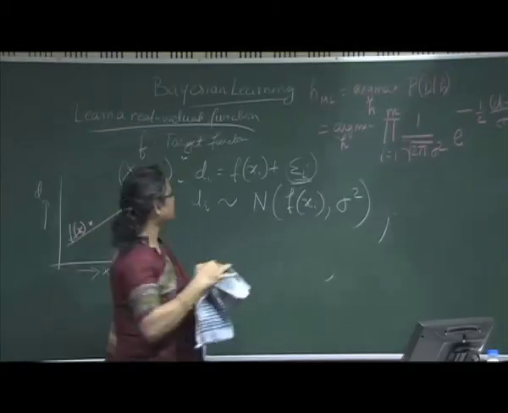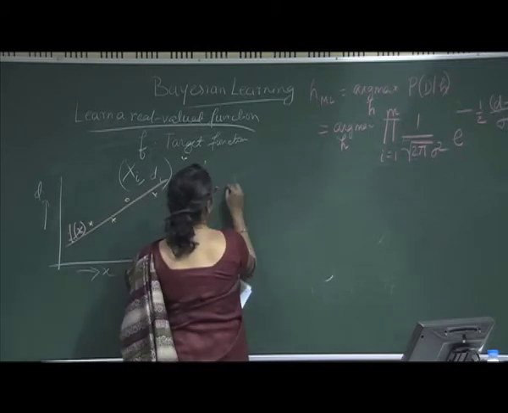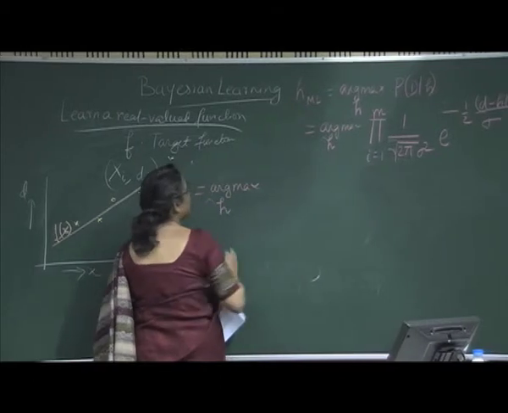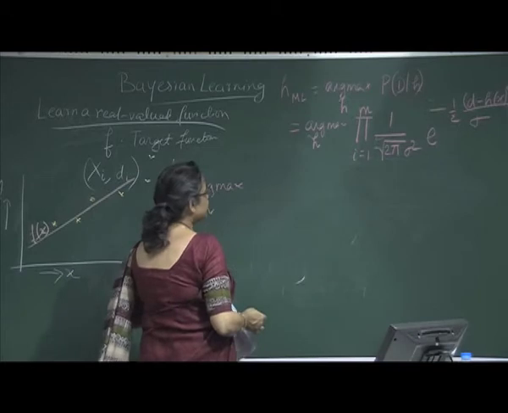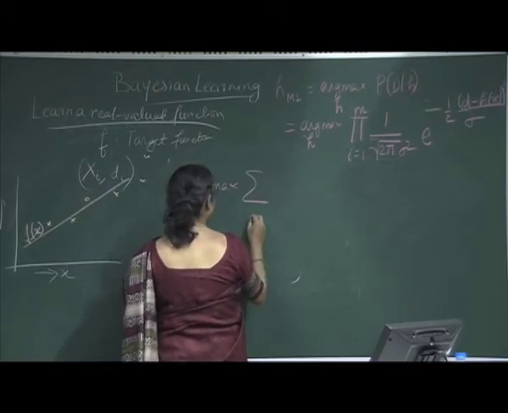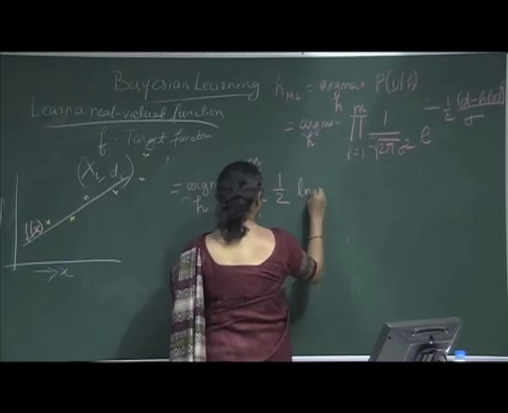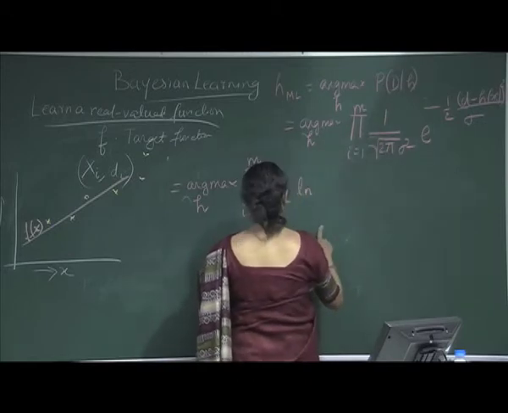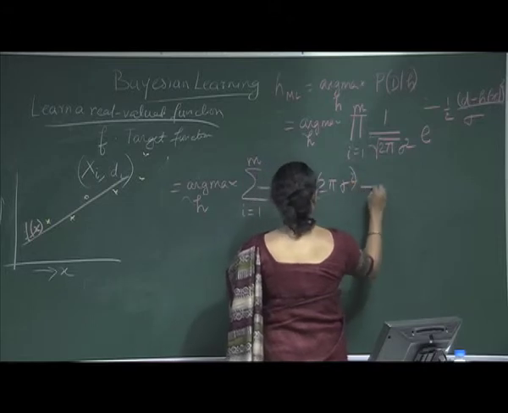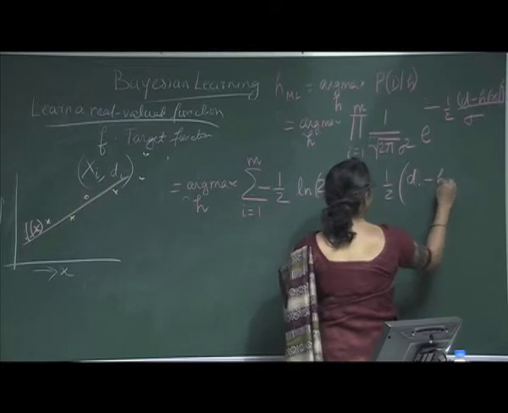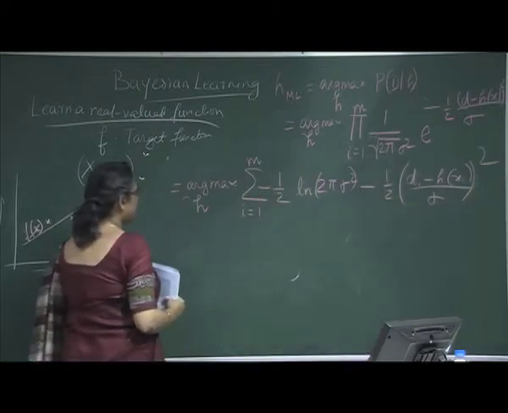Now, this can be written as, let me rub out this portion of the board so that we can write this formula here. So, this turns out to be argmax over H. That function which maximizes this product is the same as which maximizes the sum of the logs. So, we convert it into the log domain, which is summation i equal to 1 to m, where m is the number of training examples, ln. So, we are taking the logarithm of this part. So, it is minus half ln 2 pi sigma square minus half (d_i minus h(x_i)) by sigma whole square. Okay. By taking logarithm, we can get this.